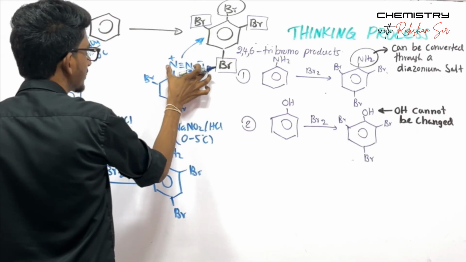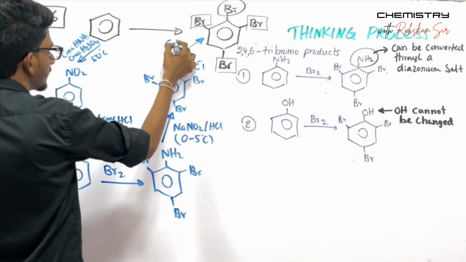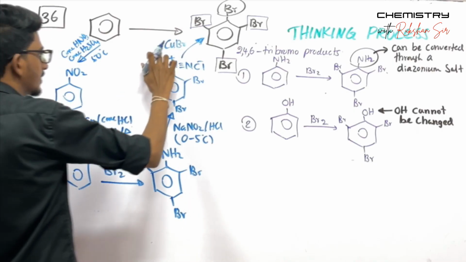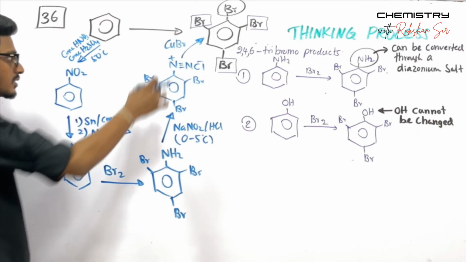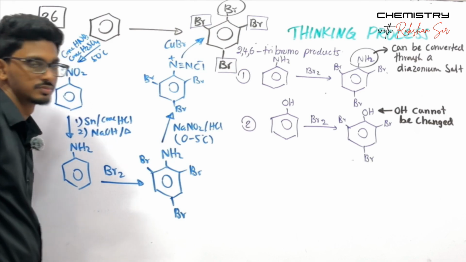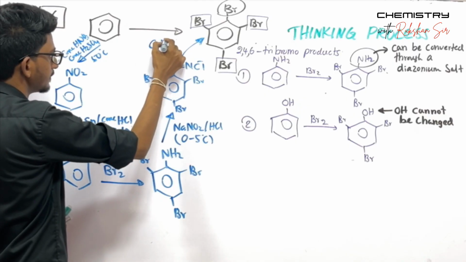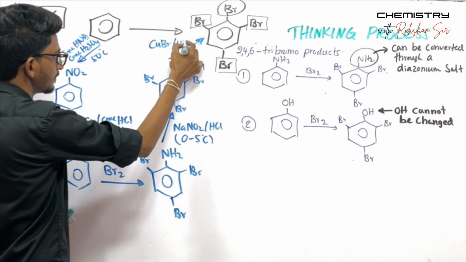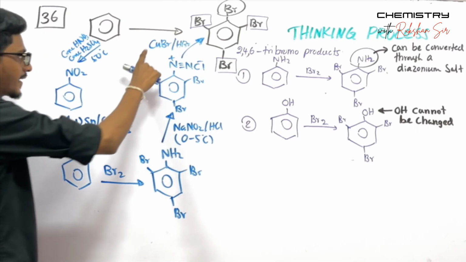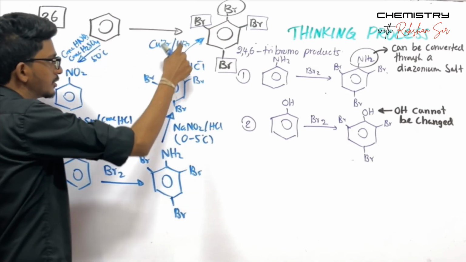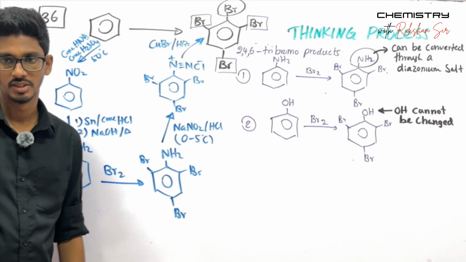And finally, converting this to Br is just adding CuBr, or one can say CuBr-HBr. CuBr-HBr or just CuBr. In the presence of Cu plus catalyst, the Sandmeyer reaction, the HBr should be added. Alright, you know the one conversion again.